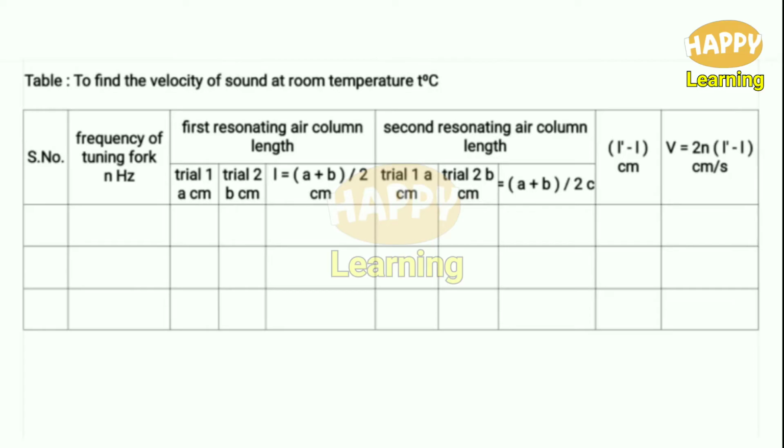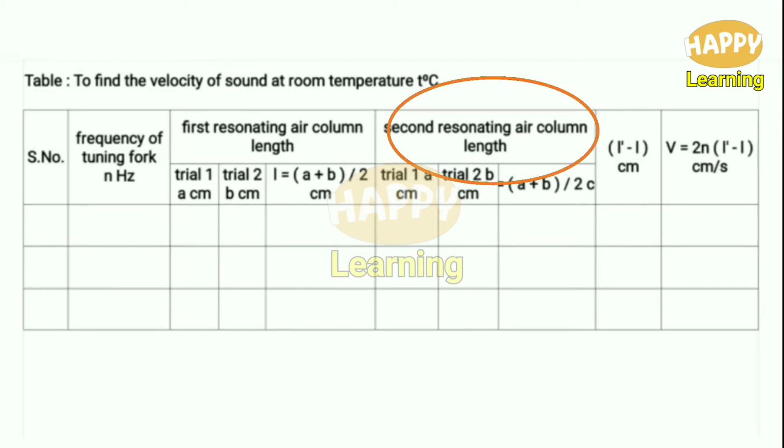This is the table we are going to use for this experiment to find the velocity of sound in air at room temperature. The columns in the table are serial number, then frequency of tuning fork represented by letter N, its units are hertz, then first resonating air column length, trial 1 A centimeters, trial 2 B centimeters and mean value L is equal to (A plus B) by 2 centimeters.